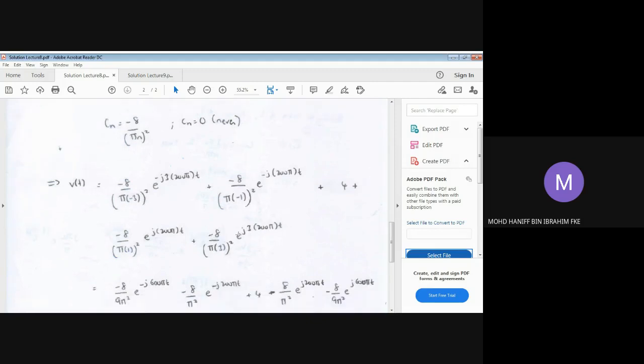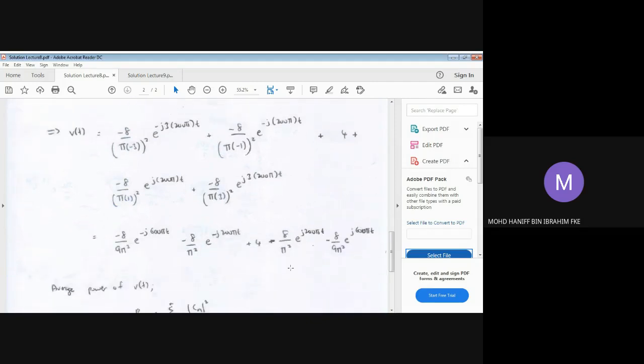Subsequently, we can have this equation, which is based on the simplification of the above terms. So we have this equation of the Vt in complex exponential terms up to the third harmonics. That should be the answer for the first question. Followed by that, we are requested to calculate the average power of Vt.